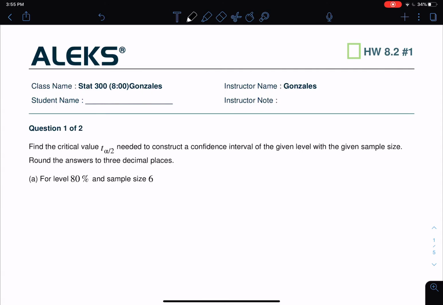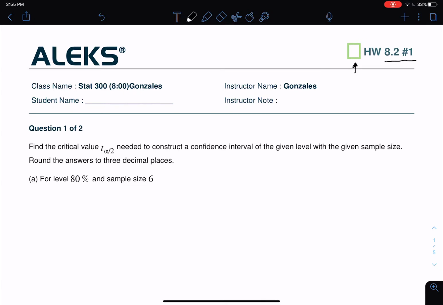Hello, Stats 300. This is Professor Gonzalez, and we're taking a look at two homework problems from section 8.2 on the assignment side of ALEKS. And then I'm also going to do 8.2 on the interactive side, which is one more problem. So we have three more problems. At that point, I will have done all the homework problems on the interactive and assignment side of ALEKS for you and made videos.